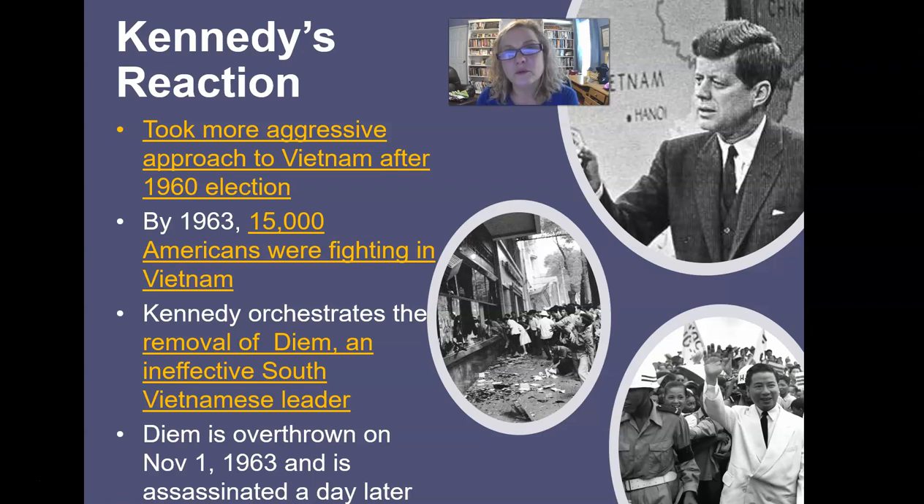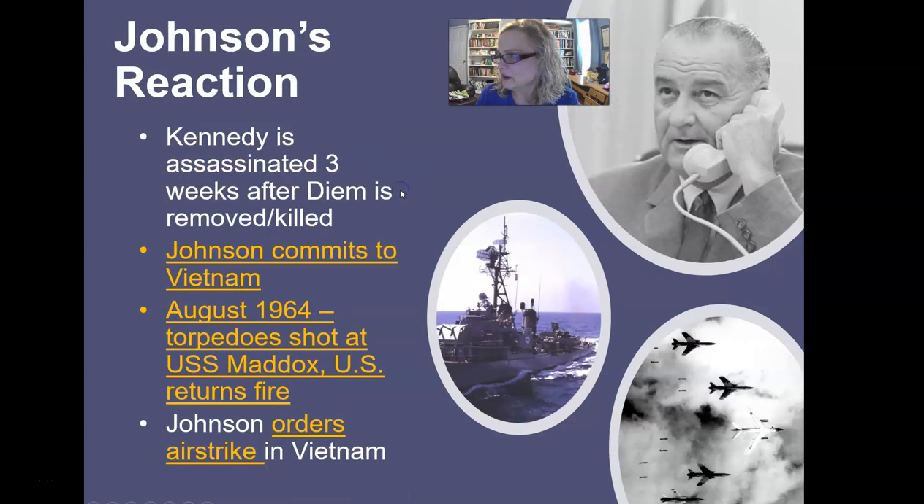So he orchestrates the removal of Diem, and Diem is overthrown on November 1st. He's assassinated the next day. Was he assassinated by the Viet Cong, or was America, the CIA, involved? Who knows, okay? But he definitely was assassinated. Interestingly, Kennedy is assassinated three weeks after Diem's removal and assassination, just when things were really heating up in Vietnam. And so that means that LBJ becomes president at this time. Lyndon B. Johnson becomes president, and he is all in.